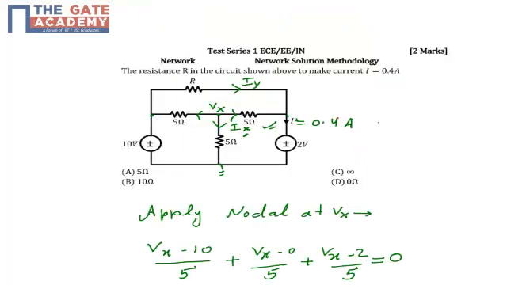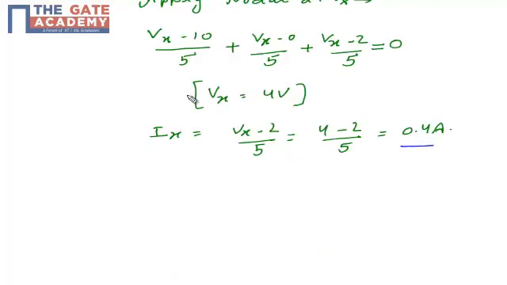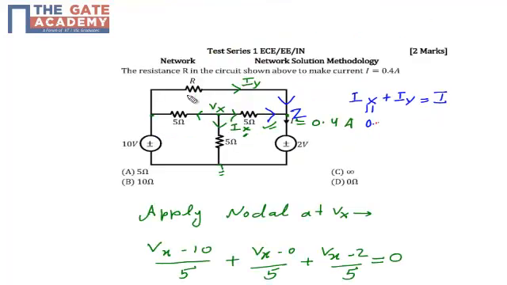Now let's apply KCL at this node. Name this node as Z, just for the sake of difference. If I apply KCL at node Z, my incoming currents are Ix and Iy, and my outgoing current is I. So Ix plus Iy is equal to I. Ix I have just calculated, which is 0.4 ampere. Iy I don't know, and I is already given in the problem as 0.4 ampere.